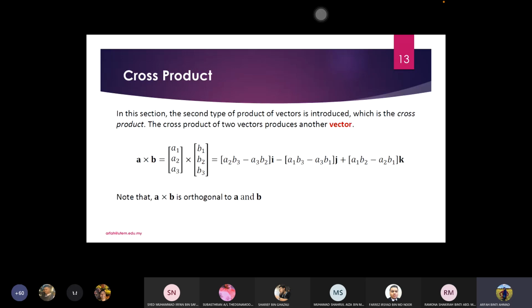So the next one kita tengok cross product bagi vector function. So in this section, the second type of product of vector is introduced, which is the cross product. Okay, tadi kita ada dot product. Yang ini adalah cross product. So the cross product of two vector will produce another vector. So vector A darab vector B akan sama dengan setiap komponen A, i, j, k.